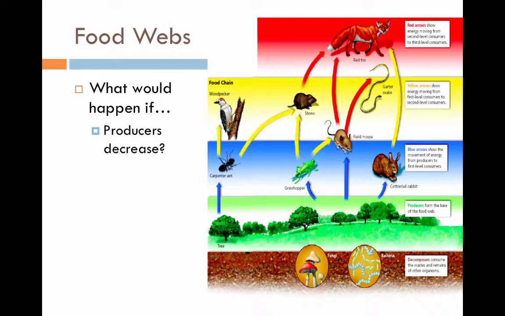So if producers decrease, so does everything else. What would happen if the foxes in this food web would increase? Well, if you had more foxes, they would eat more food. So the shrew would decrease, the field mouse would decrease. And if these guys decrease, what do you think is going to happen to the rest? Well, if they decrease, maybe the grasshoppers might increase because there's less mice and less shrew to eat them.